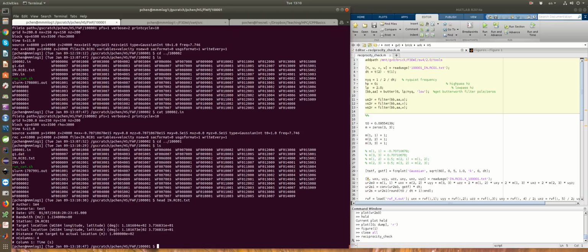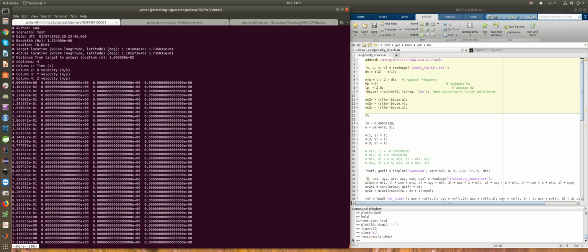Those latitude and longitudes are just some built-in, hardwired values, because I'm not specifying the latitude or longitude of the source. I'm just specifying the meters. And then it's going to give me four different columns. The first column is time, and then the next columns are x velocity, y velocity, and then z velocity in terms of meters per second.